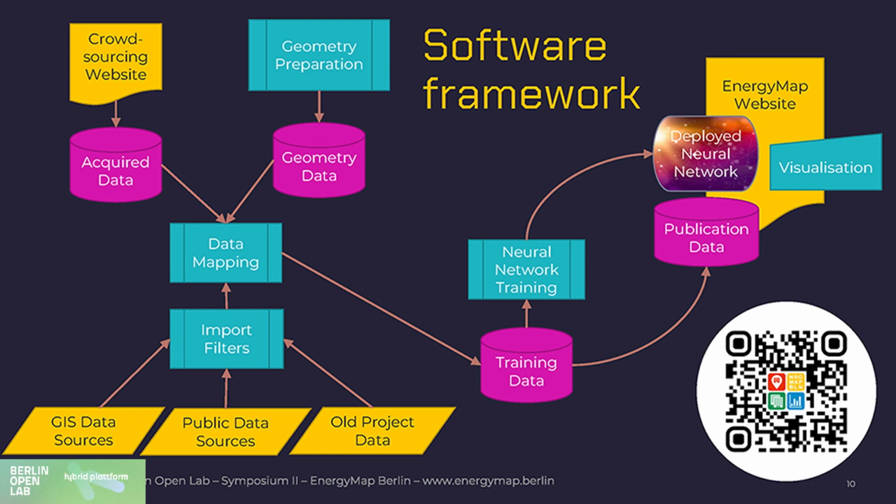And all of this goes together into data mapping, which is a crucial step where we have to put all these data sources together and get a nice overlay so we know all of the data for certain buildings. And all this is then going into the training of the neural network. And hopefully this will get us nice results with a high accuracy. And then we can deploy this trained neural network to our EnergyMap website in a later stage of the project and have all the fancy visualization and download tools that planners might want to use.